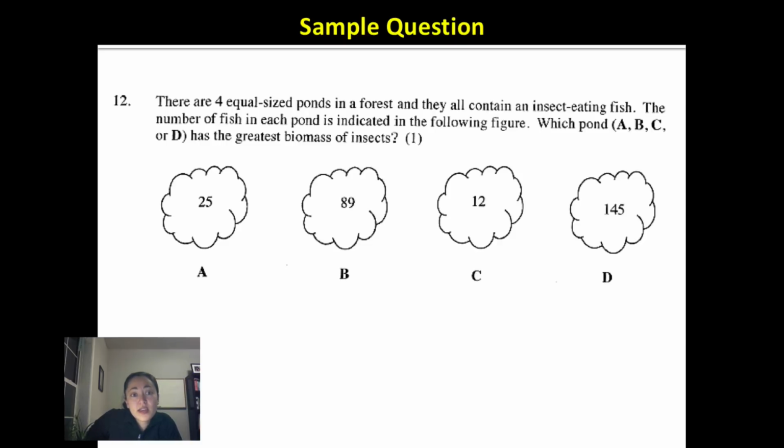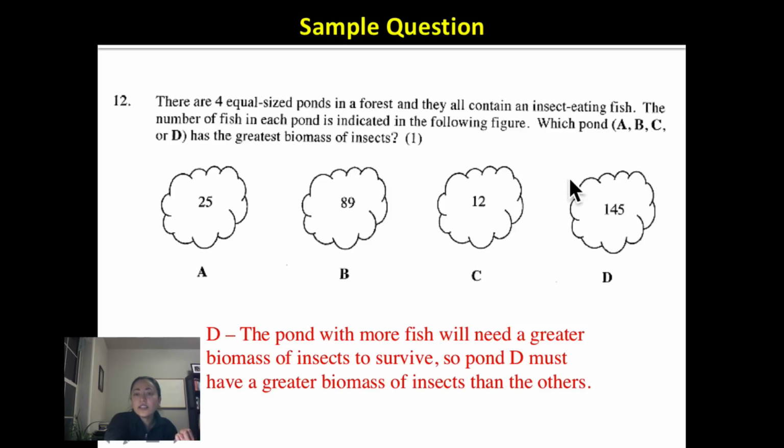So the pictures are showing us the number of insect-eating fish in each pond and which one has the greatest biomass of insects. Every time I ask students this question, about 50% of the students will say C and 50% of them will say D. And I'm going to tell you right now that D is correct. And D is correct because of this thing that we talked about with biomass, right? In order for there to be more fish in this pond, there needs to be more insects to sustain that higher fish population. So D is correct here. So when you're reading a question like this, think about what we've been talking about in class and think about the pyramid of biomass that we were talking about.